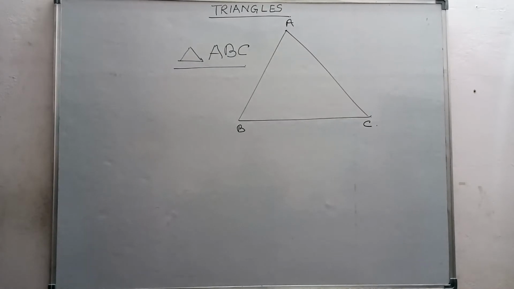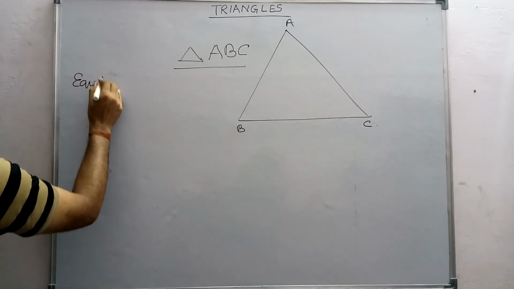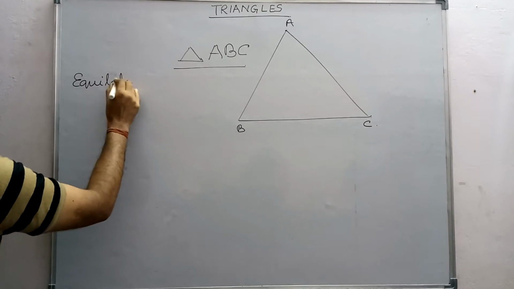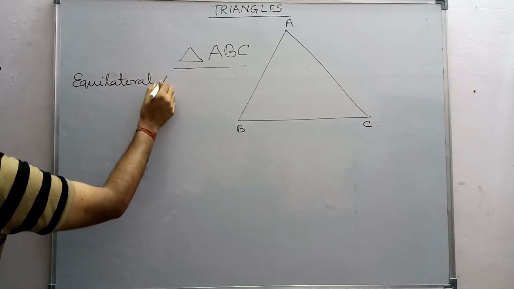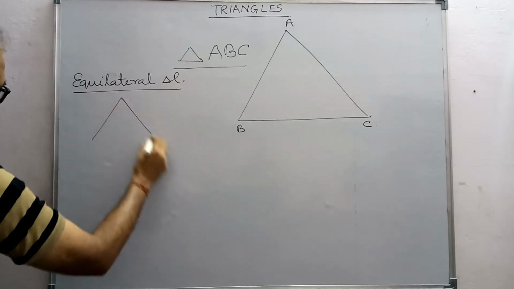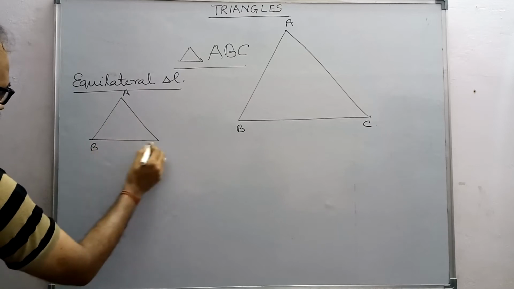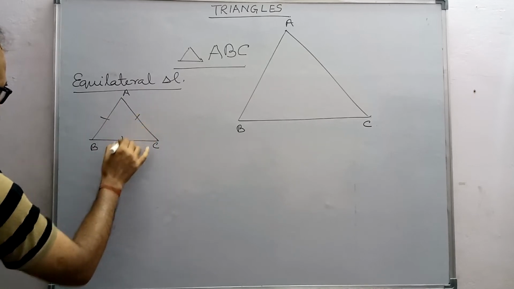Types of triangles. Number one, equilateral triangle. In an equilateral triangle, all three sides are equal. ABC. All three sides are equal. That's an equilateral triangle.